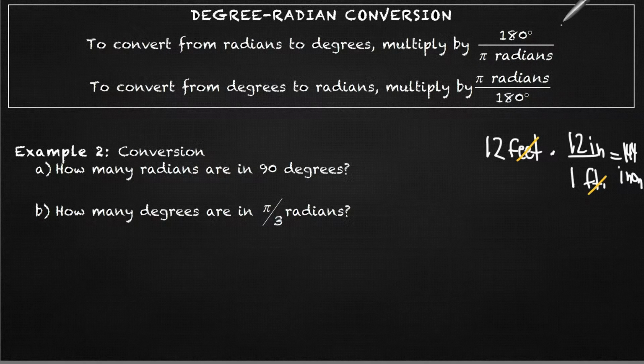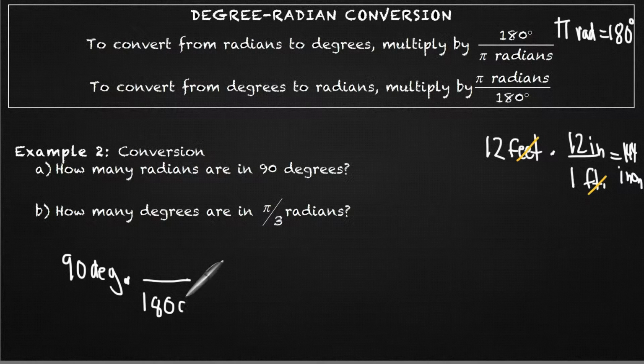So the idea, once again, is pi radians is equal to 180 degrees. That's your key trusty conversion. So part A, how many radians are in 90 degrees? We're going to say 90 degrees, and multiply by our trusty conversion. We put degrees on the bottom because we want the units to cancel, and then pi radians on the top.